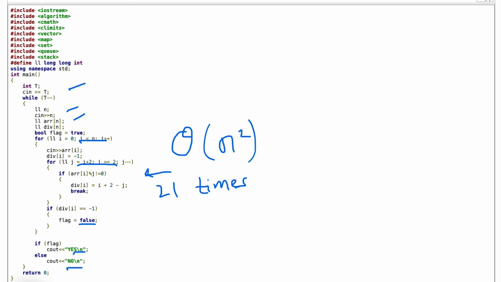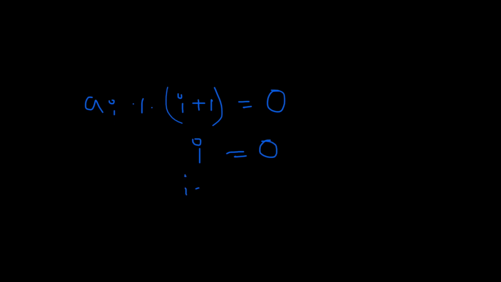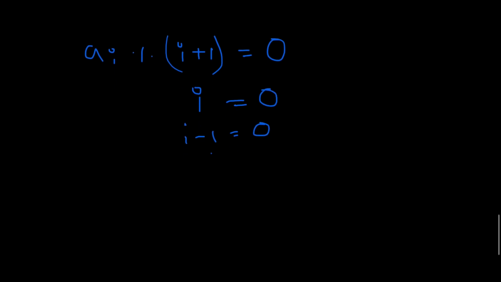when will this loop run? This loop will still run when all the consecutive numbers are dividing a of I. That is, a of I is divisible by I plus 1. Then for I also it is 0. For I minus 1 also it is 0. And so on, like it will get divisible by all the numbers. Then only this loop will continue to run. If it finds any value for which the remainder is not 0, then it will simply break.